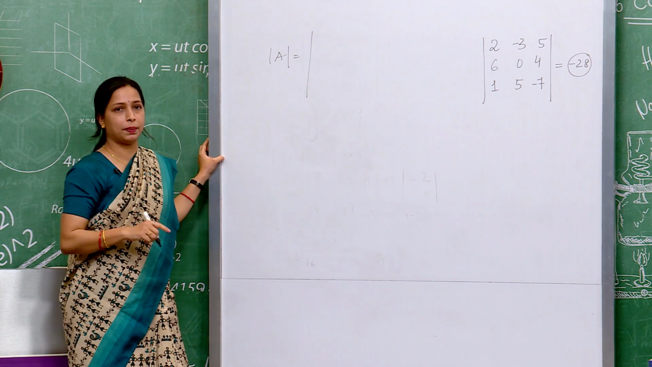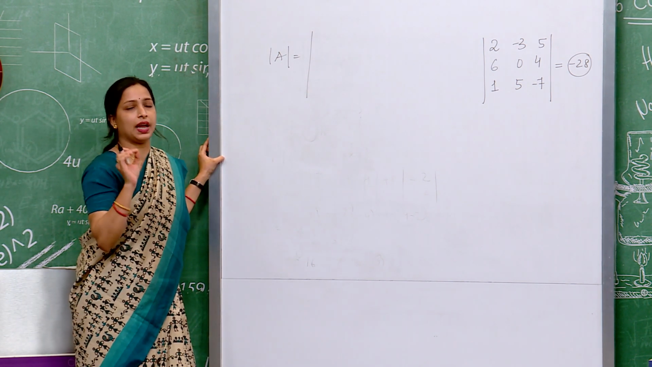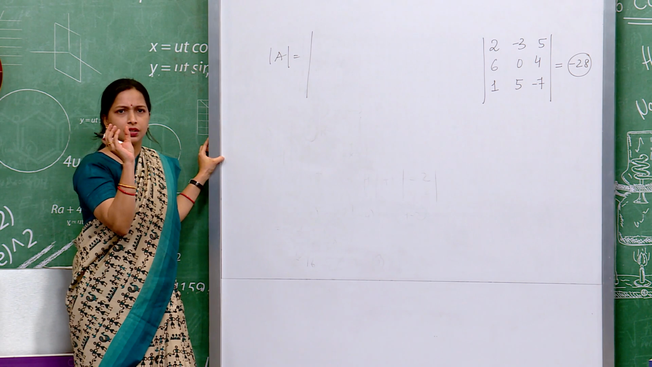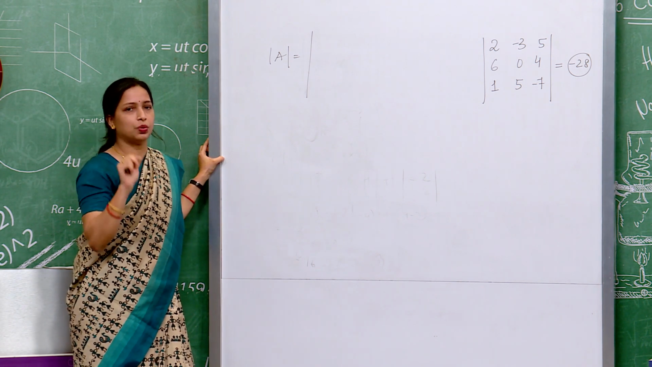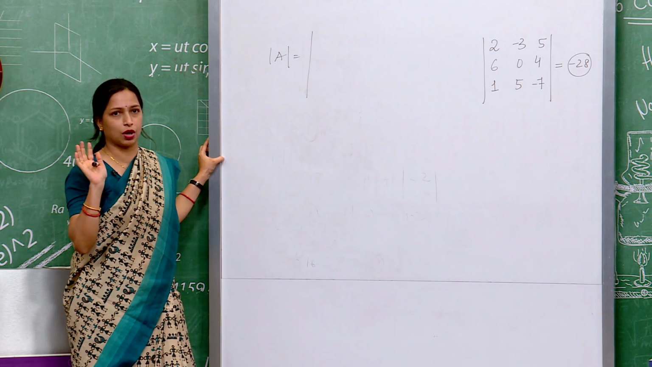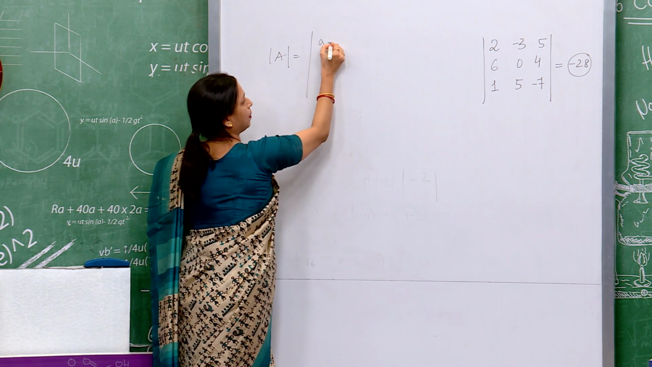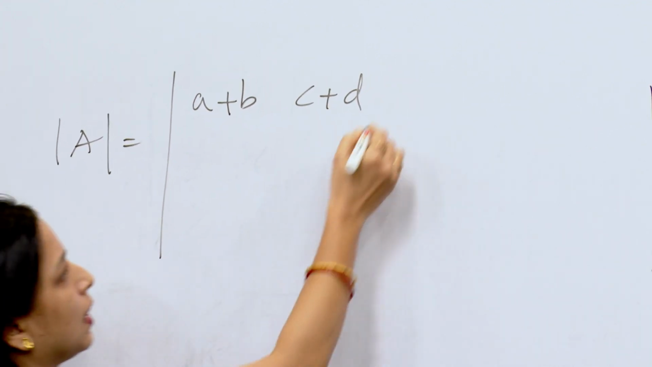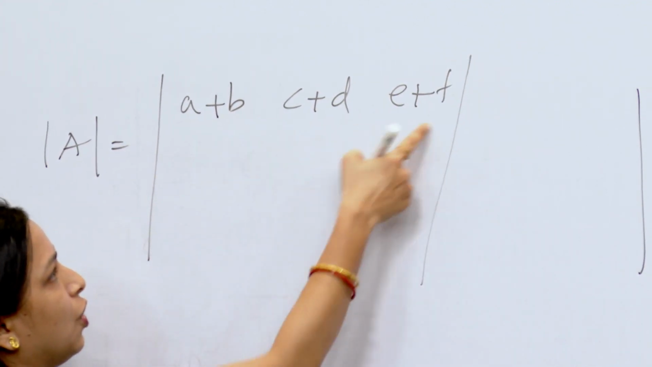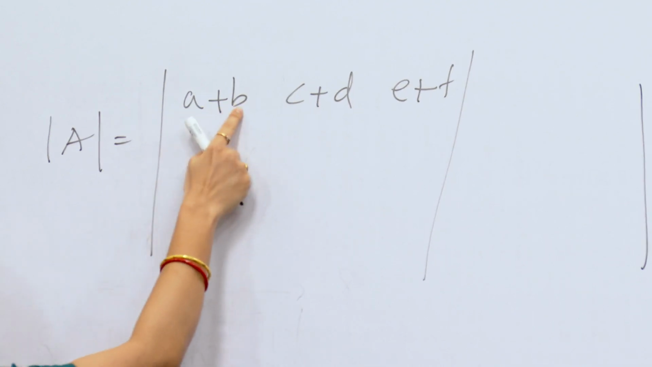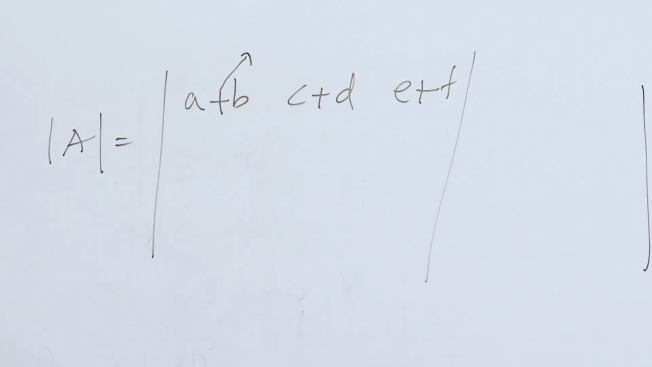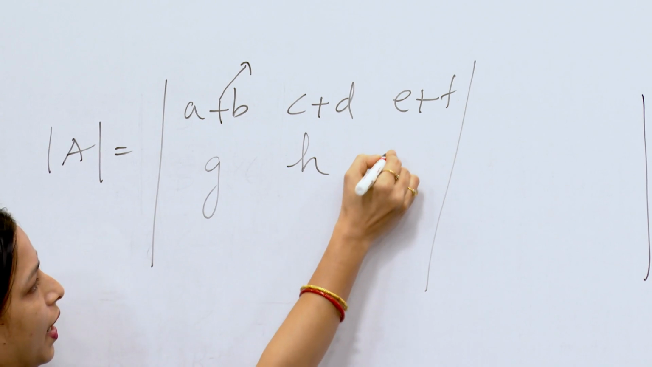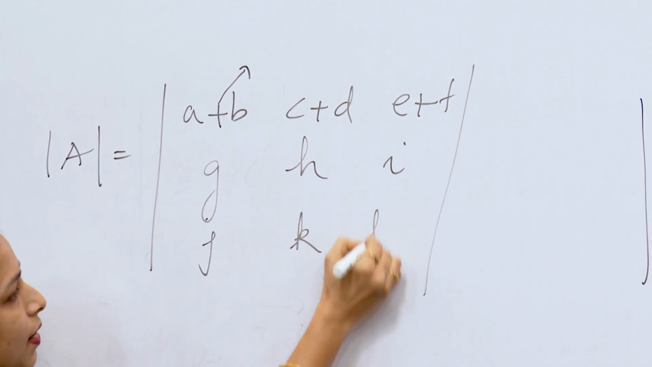it is told in the property that if every element of a row or a column is shown as a sum or difference of two terms, that means there are two terms in a particular row or in a particular column. Let us say A plus B, C plus D, E plus F. So, here in row 1 there are two terms, A and B, and the algebra is plus, right. Now, in the remaining elements G, H, I, J, K, L, right.